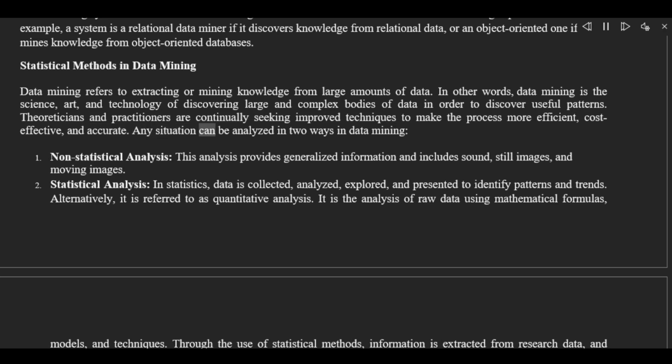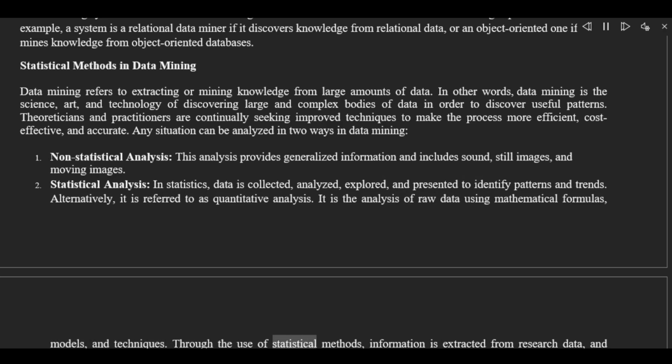Any situation can be analyzed in two ways in data mining. Non-statistical analysis: this analysis provides generalized information and includes sound, still images, and moving images. Statistical analysis: in statistics, data is collected, analyzed, explored, and presented to identify patterns and trends. Alternatively, it is referred to as quantitative analysis. It is the analysis of raw data using mathematical formulas, models, and techniques.